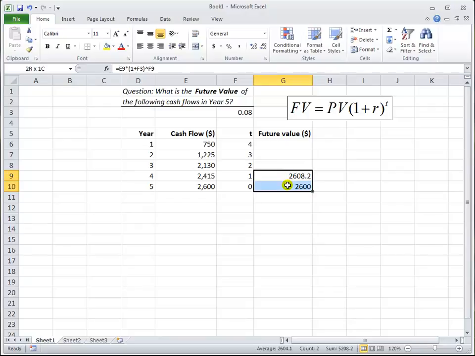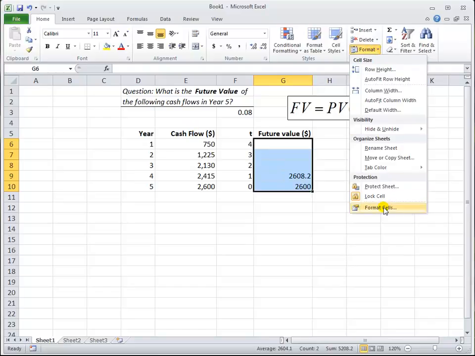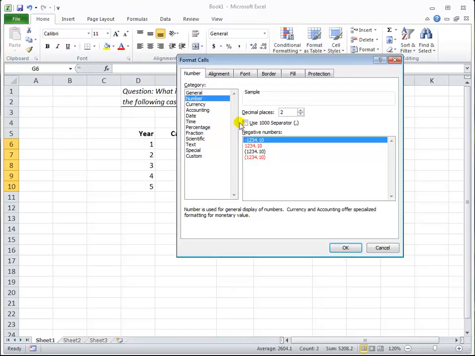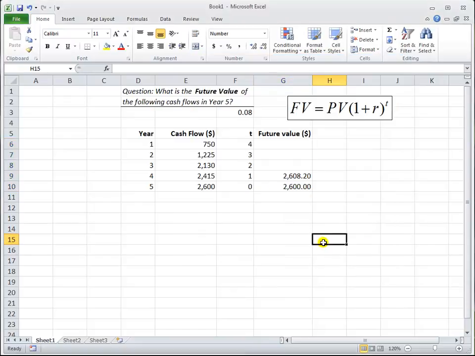Let's go ahead and format these cells so that we can see the cents value and also so that we see the thousand separator. So let's do that real quick before we keep going.